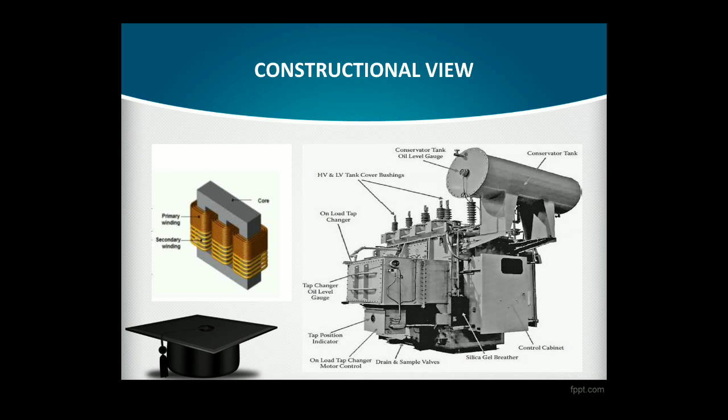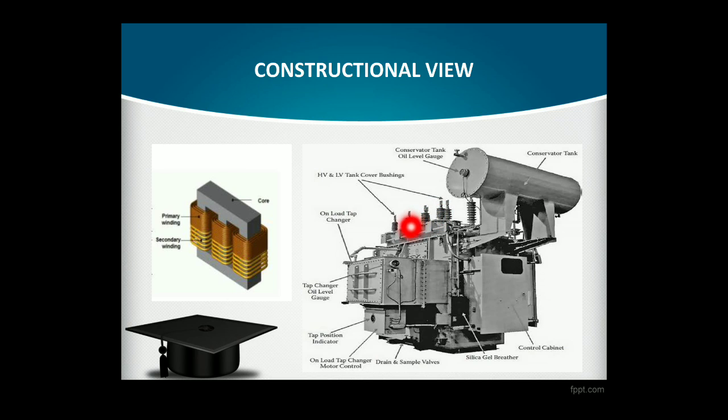Now you can see here the total constructional view of a transformer. Here it is the conservator tank or oil level gauge. This is the conservator tank where the vaporized oil is stored. This is the HV and LV tank covered bushing. This is the insulated bushing where the terminal of the high voltage winding and low voltage winding is connected with the external conductor or external wire.